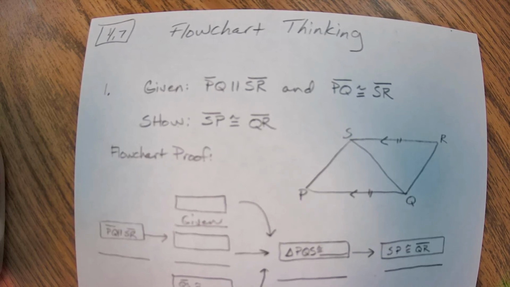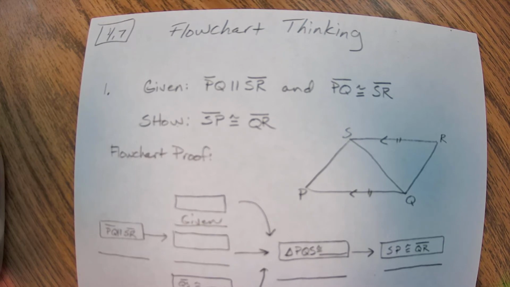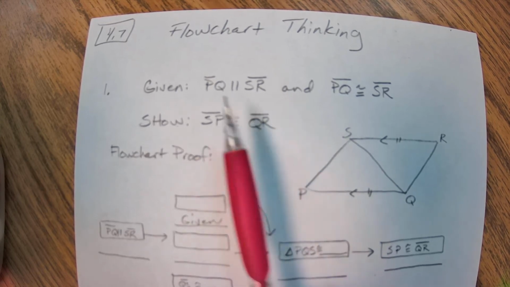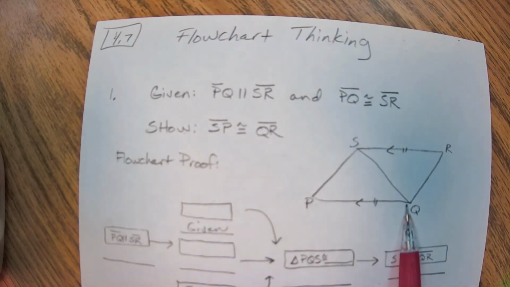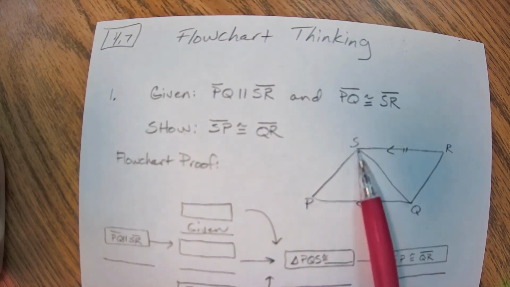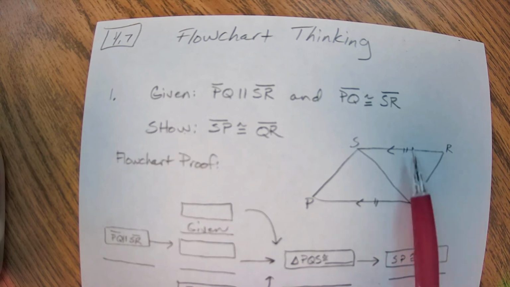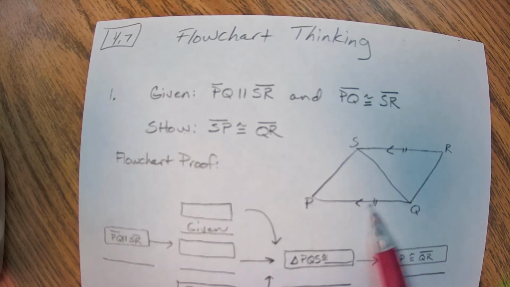Okay, this is geometry 4.7, and we're going to start talking about flowchart proofs. This is an example of a flowchart proof that you'll be working on. And we're just going to go ahead and do number one. And the givens are that PQ is parallel to SR, and they're also congruent.